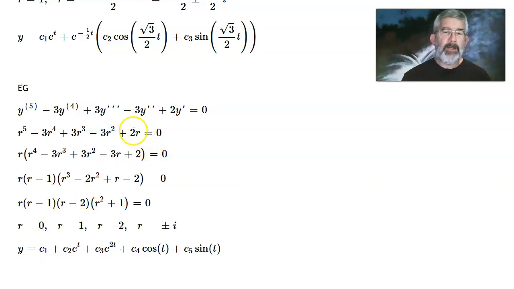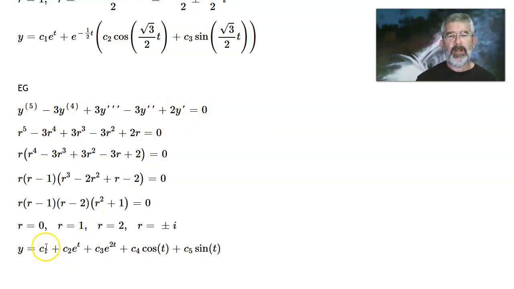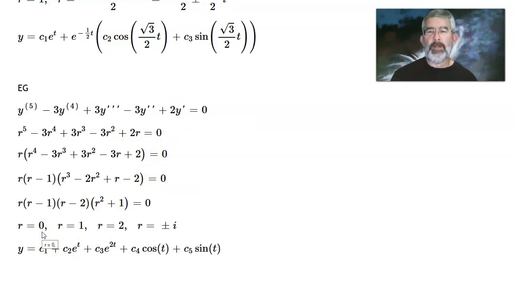But actually, that makes sense, because if the function is a constant, the derivative is 0, and the second derivative is 0, the third derivative is 0, the fourth derivative is 0, the fifth derivative is 0. But since there's no y in here, you don't actually see that constant. You just see all its derivatives, which are zeros, and it adds up to 0. So yes, y equals a constant is definitely a solution to this one. And that showed up with this r equals 0 being one of the roots of the characteristic equation.